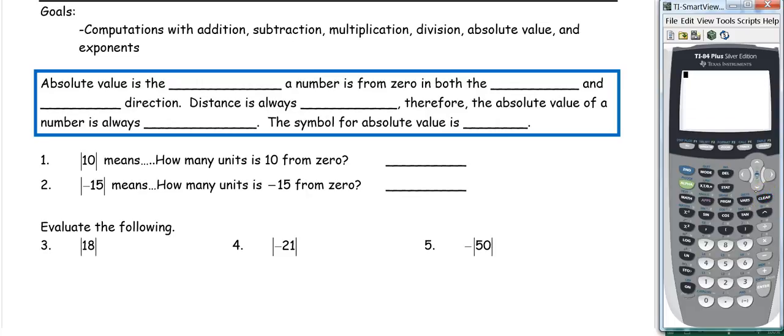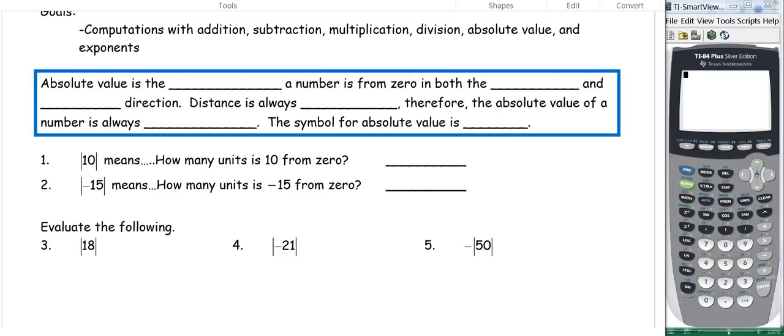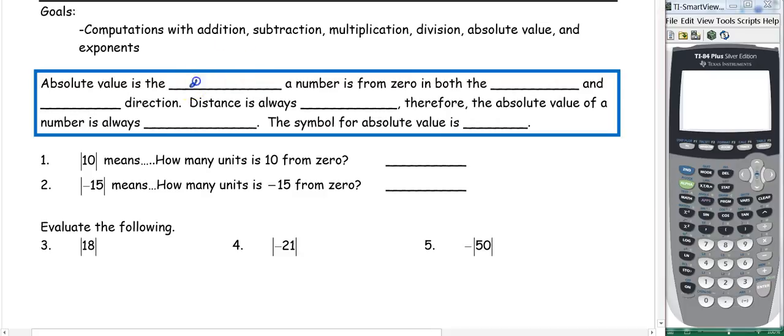This video is about computations with addition, subtraction, multiplication, division, absolute value, and exponents. So first let's talk about what absolute value is. Absolute value is the distance a number is away from zero in both the positive and negative direction. Remember when we talk about distance, the distance is always positive. Therefore, the absolute value of a number is always positive.